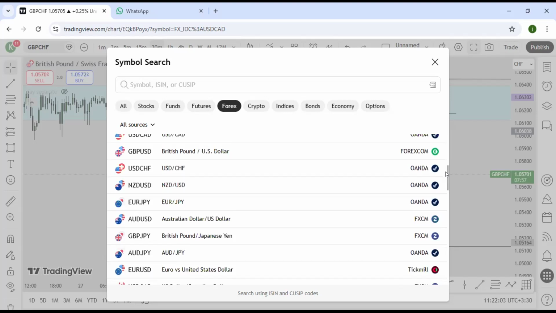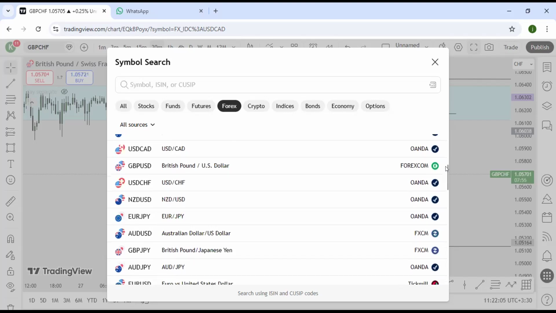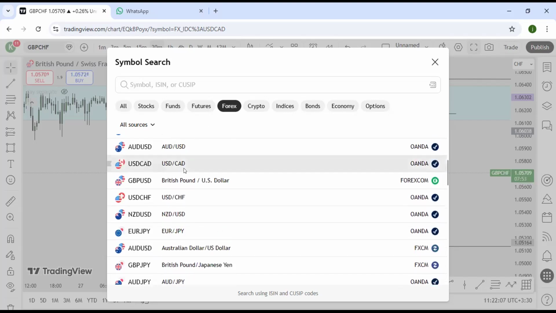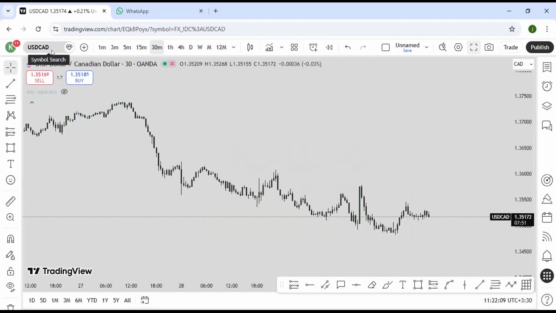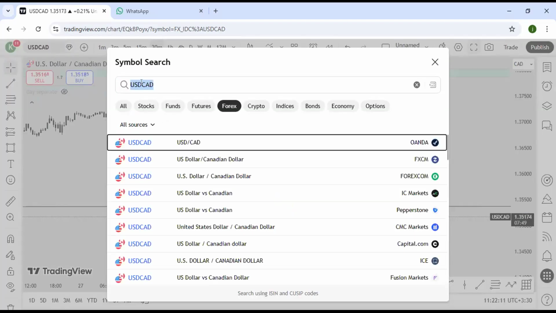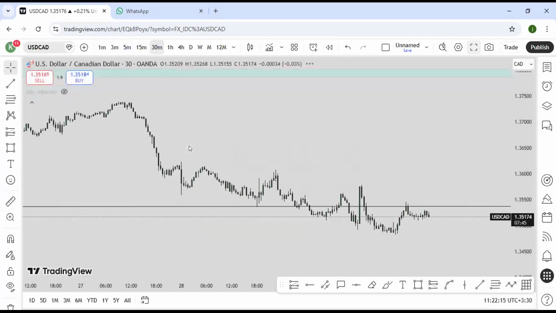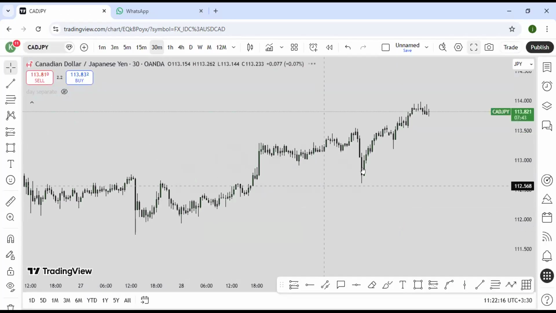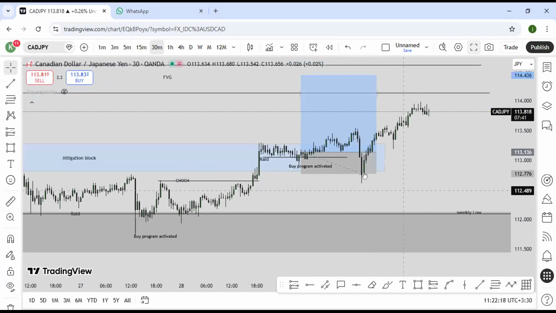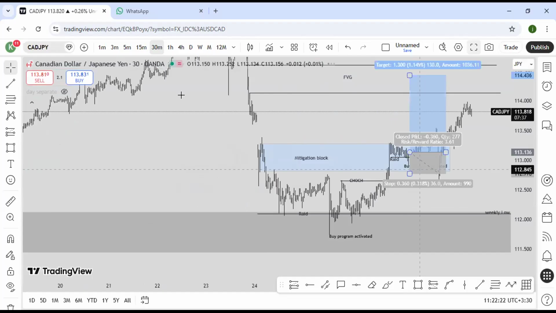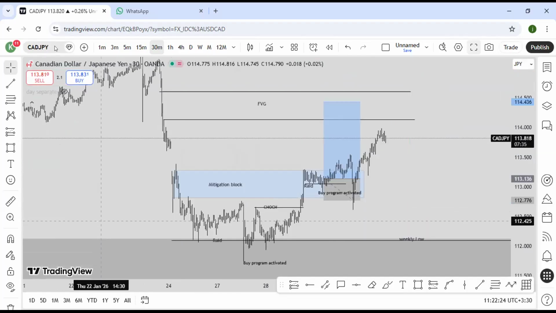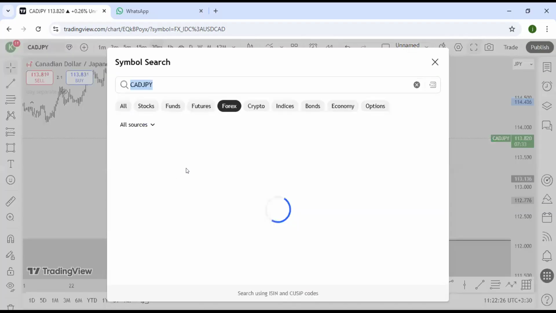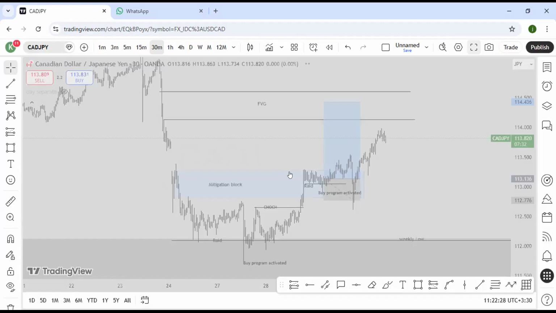If you look at the pair of CAD JPY, those JPY pairs, this one. These were so basic setups. They were very basic setups yesterday that I shared. Very basic. Let me explain it to you. You see this pair?